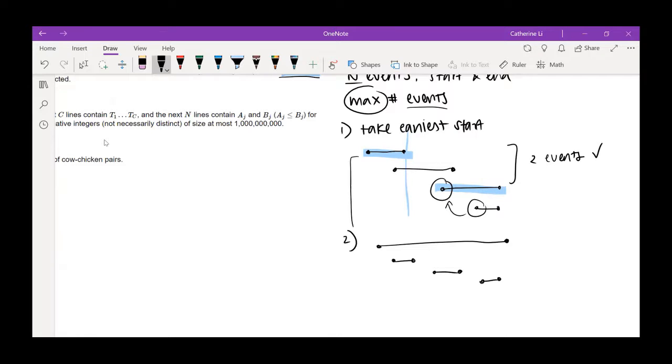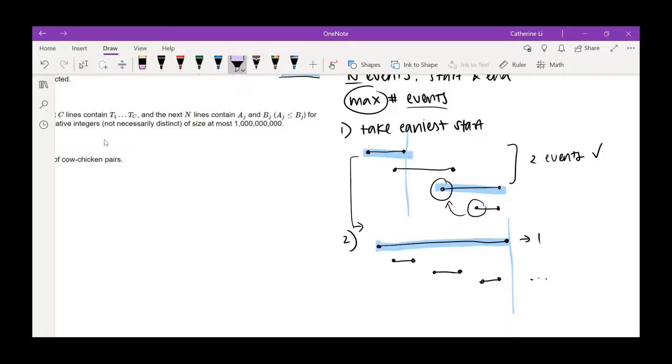So according to this first algorithm, if we apply it here, we would just take the one that starts the earliest, go to it, and now there's nothing here after this first event's endpoint. There are no more events, which means the answer this would give us is 1. And you can probably see now that 1 is not the answer. We can do better than that.